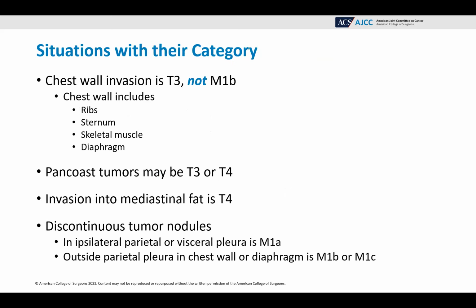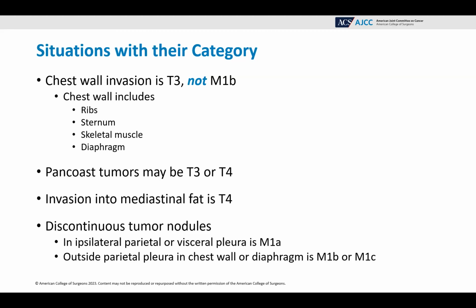Now, some special situations with their category. There's a lot of information in the AJCC chapter regarding this. Chest wall invasion is T3, not M1B. And remember, the chest wall includes ribs, sternum, skeletal muscle, and the diaphragm. Pancoast tumors may be either T3 or T4. An invasion into mediastinal fat is T4.